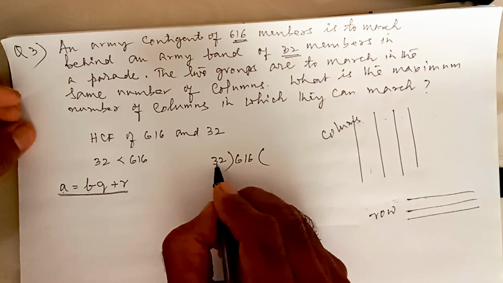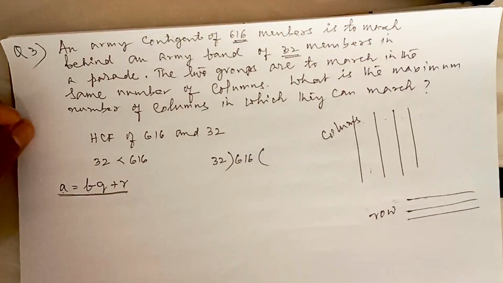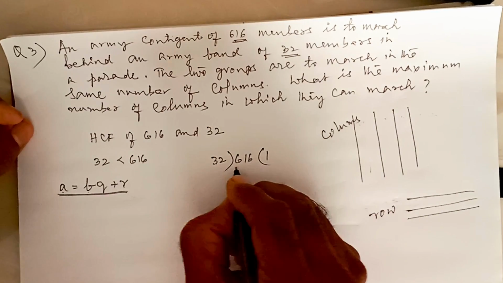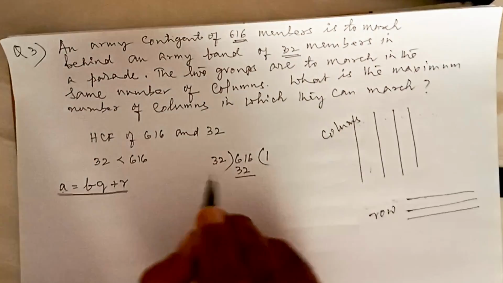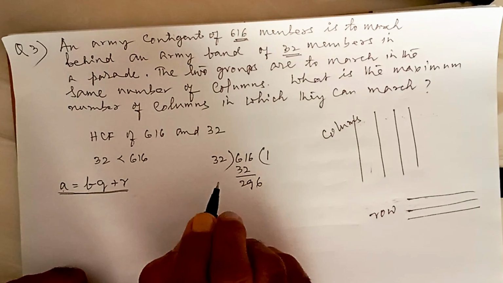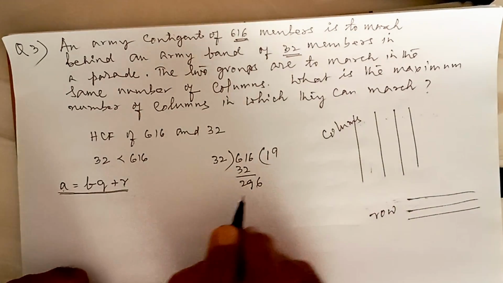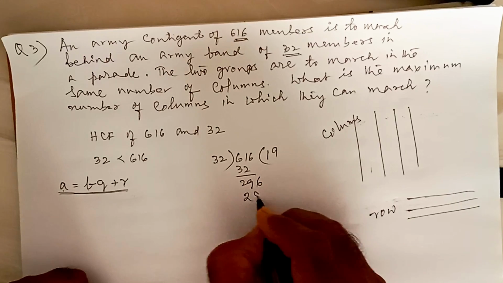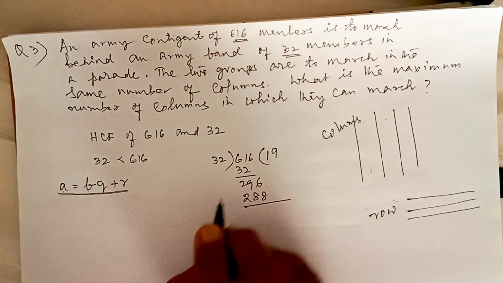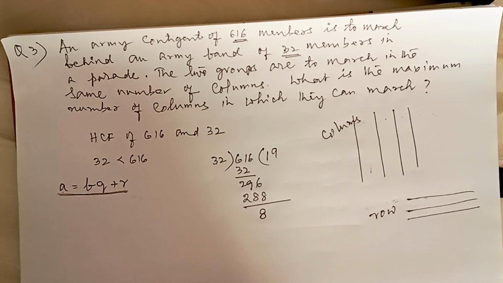Now, knowing this, 32 is the smaller number, so we divide 616 by 32, and this goes one time. The remainder is 29. Take this 6 down, you get 9 times. The answer is 288, and you have the balance 8. We did not get 0, therefore we are yet to continue to get the HCF.